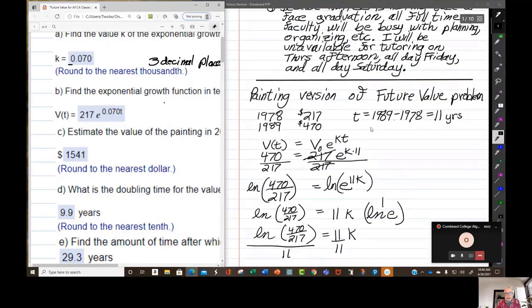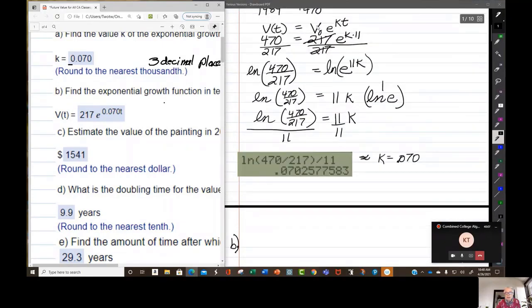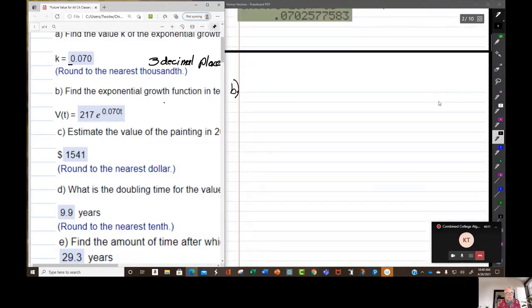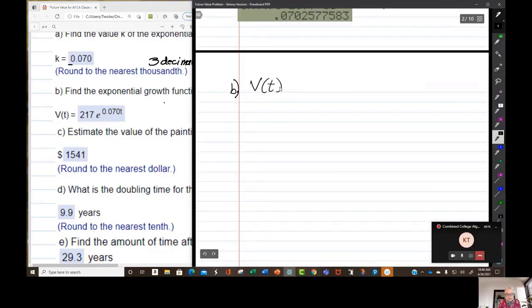I'm going to go back up here to 217, that's going to be our permanent V naught. V of t equals 217, because that's the very first price that was recorded in 1978, times e. Now 11 isn't here anymore; 11 was just used to find k. We now use our k number, 0.070t, where t is time in years. And we can answer every future question in this problem with the answer to B right here. This is our formula for the whole rest of the time.